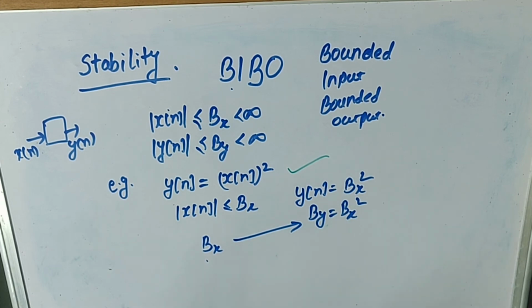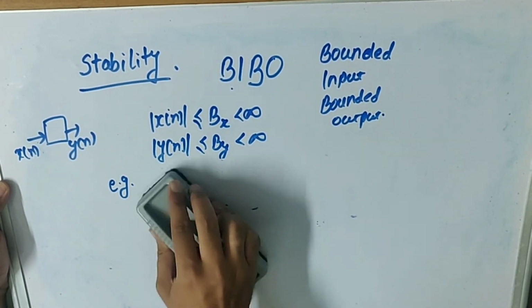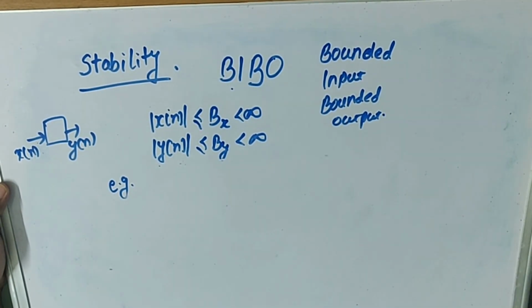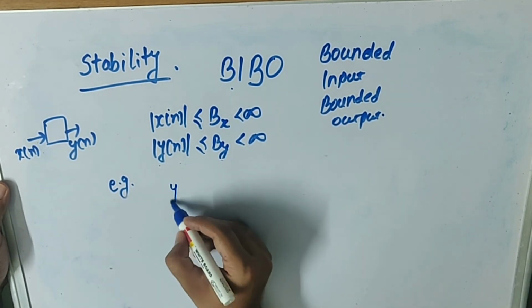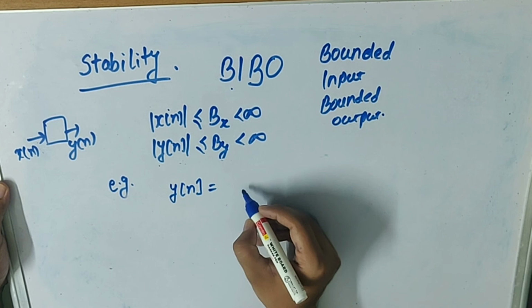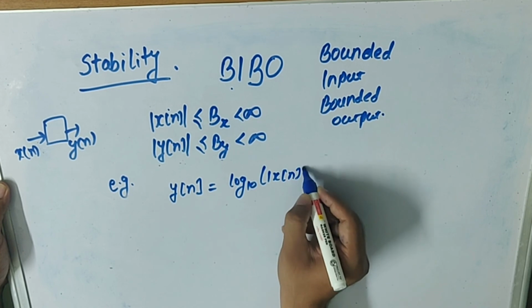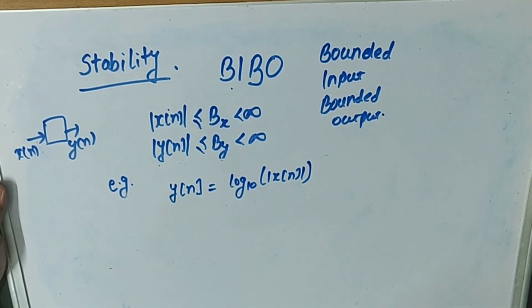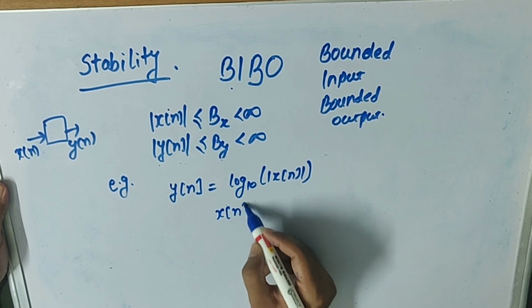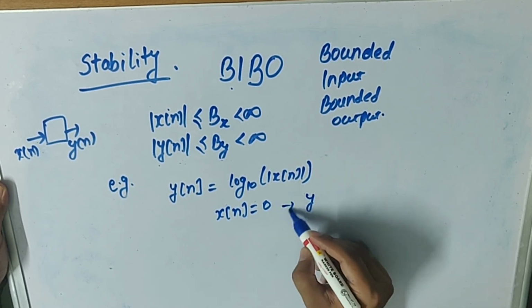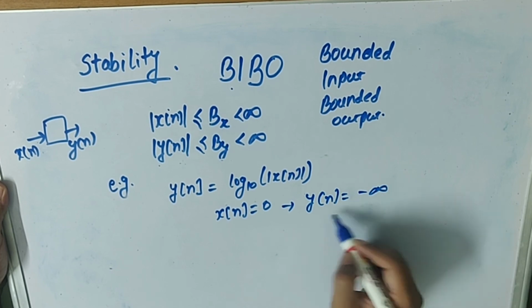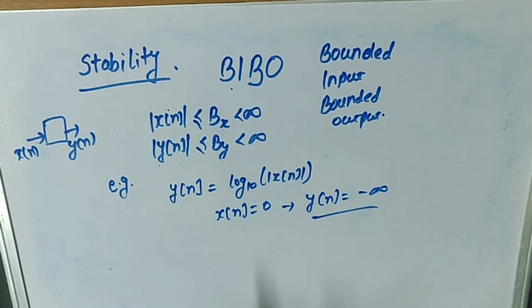Okay, now let's take a look at a non-stable system. y[n] equals log10 of x[n]. Is it stable or not? The answer is no. If x[n] is 0, y[n] is minus infinity. So this system is not stable. Okay.